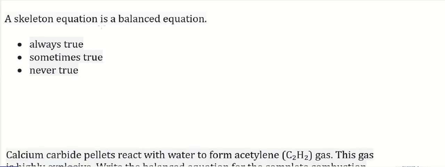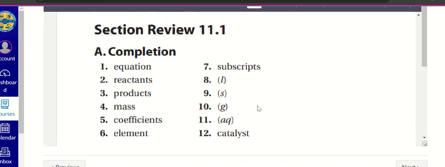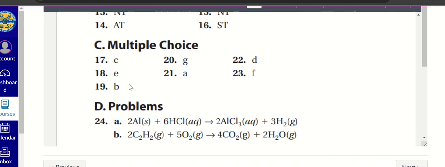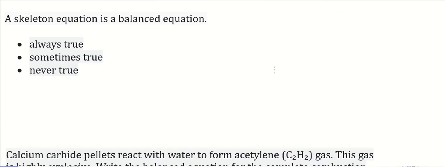Okay. And then these always true, sometimes true, never true. They're usually from these worksheets, and they may be changed sometimes. Oh, it's number 16. Skeletal equation is not balanced, and I'll show you that in here. Number 16 is sometimes true. All right, so this is sometimes true.